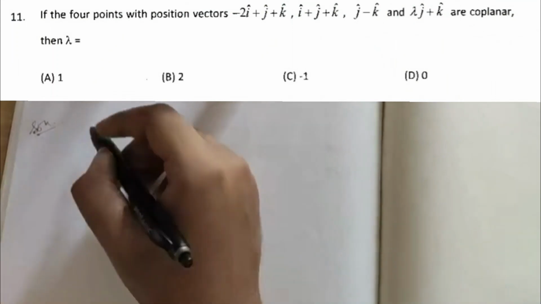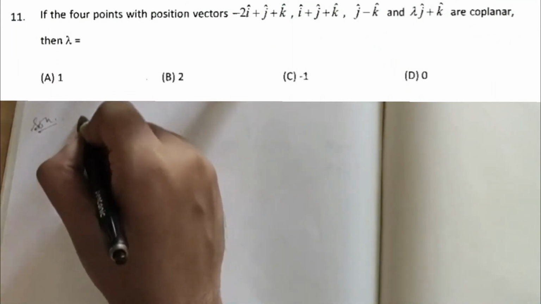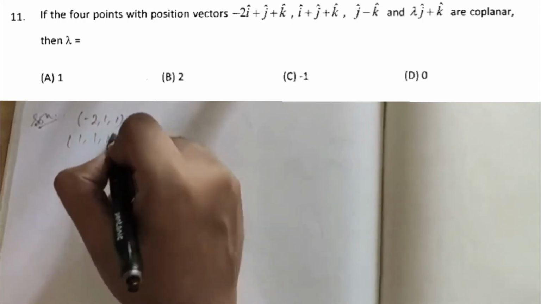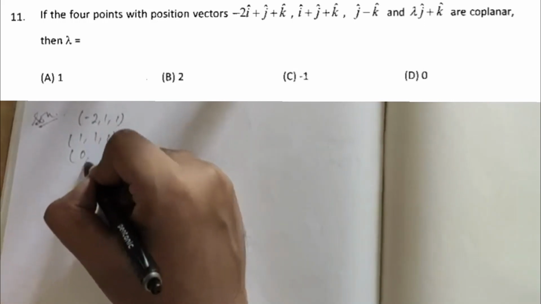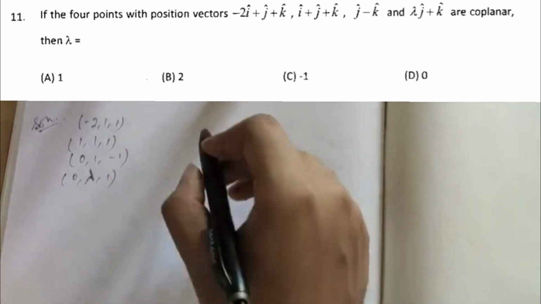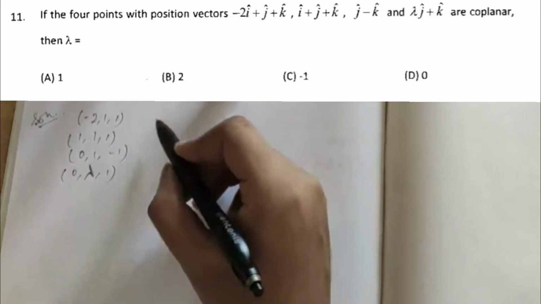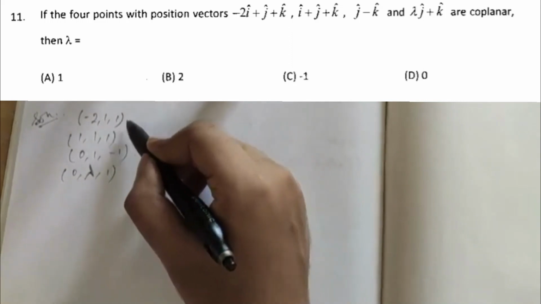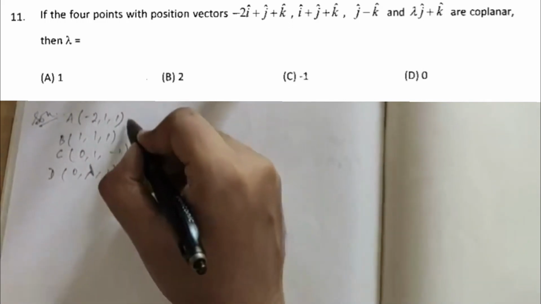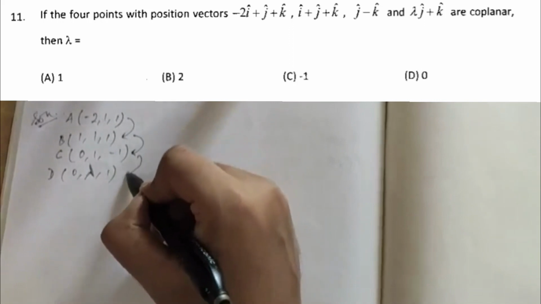The next question is question number 11, and it's been said that you are given 4 points. I am taking them in Cartesian form: (-2, 1, 1), (1, 1, 1), (0, 1, -1), and (0, 1, lambda). You know that for vectors to be coplanar, you have to get the position vectors of these. Suppose I call them A, B, C, D vectors. From these you have to get the AB vector, the BC vector, and the CD vector.